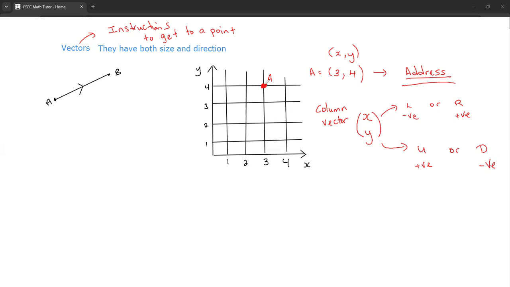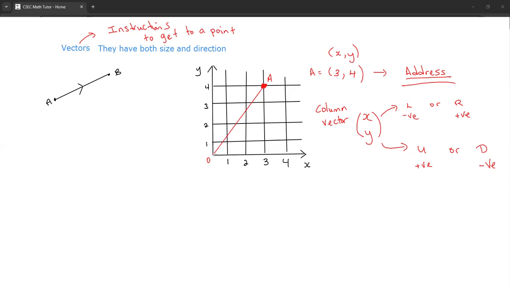So it comes like A is located at 3, 4. So that's like the address. But let's say I was given the vector OA. Now the O just simply means that I'm coming from the origin. 0, 0 is your origin, where Y is 0, X is 0. So let's say I had the vector OA.